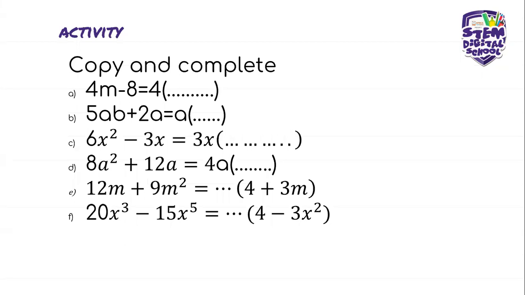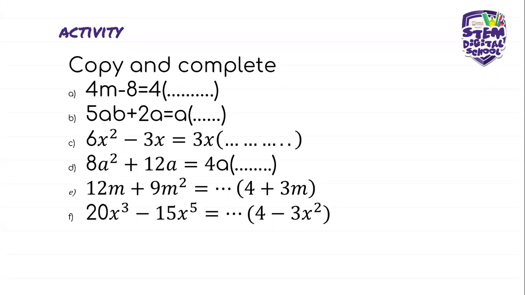Now, I'm just going to give you the copy and complete table, which consists of about 6 activities. Thank you very much indeed, Natalie, for participating in the group chat. So now I want you to take a pen and paper just to complete the following expressions. We have 4m minus 8, and this is equal to 4 and then open bracket. This simply means you are factorizing.